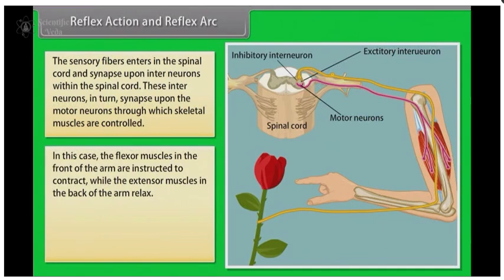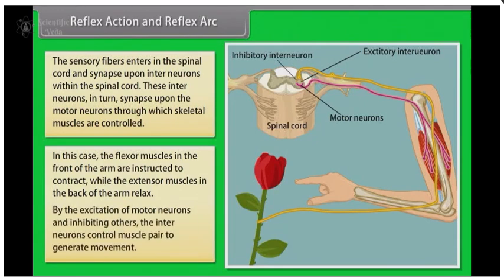In this case, the flexor muscles in front of the arm are instructed to contract while the extensor muscles in the back of the arm relax. By exciting some motor neurons and inhibiting others, the interneurons control the muscle pair to generate movement.